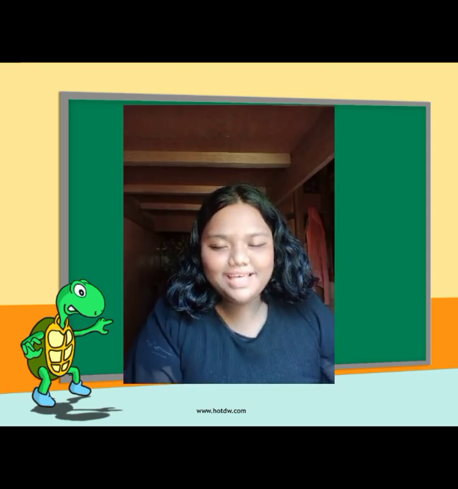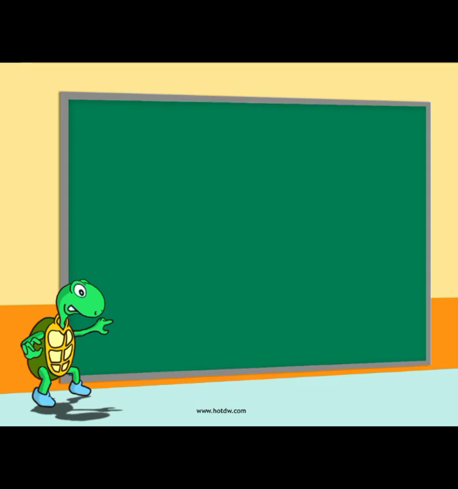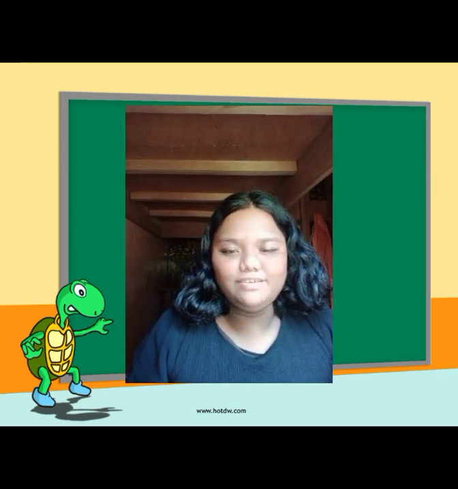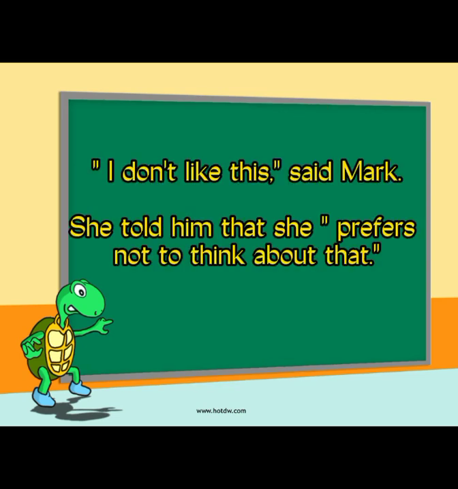Next, we have the quotation marks. So what is a quotation mark? Quotation marks are used to denote text, speech, or words spoken by someone else. They are also used to indicate dialogue. So here are the examples. "I don't like this," said Mark. She told him that she "prefers not to think about that."